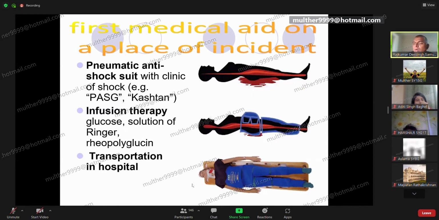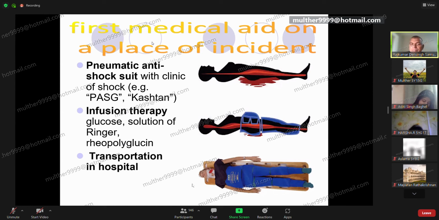So one of the things that can help us to save the valuable life of a patient is this suit. It is called a pneumatic anti-shock garment, PASG. So what does it do? It is inflatable. When you apply the suit and inflate it with air, it will compress the abdominal aorta, which will increase centralized circulation.